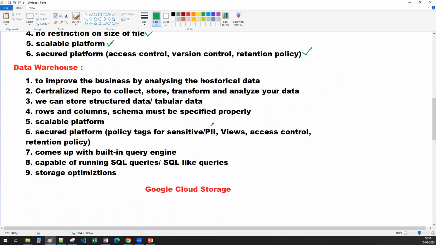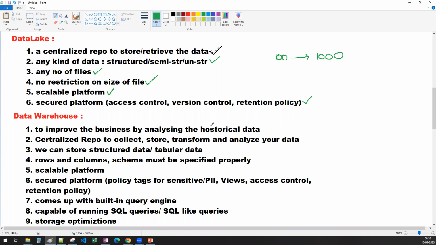And what is a data warehouse? A data warehouse is again a centralized repository.